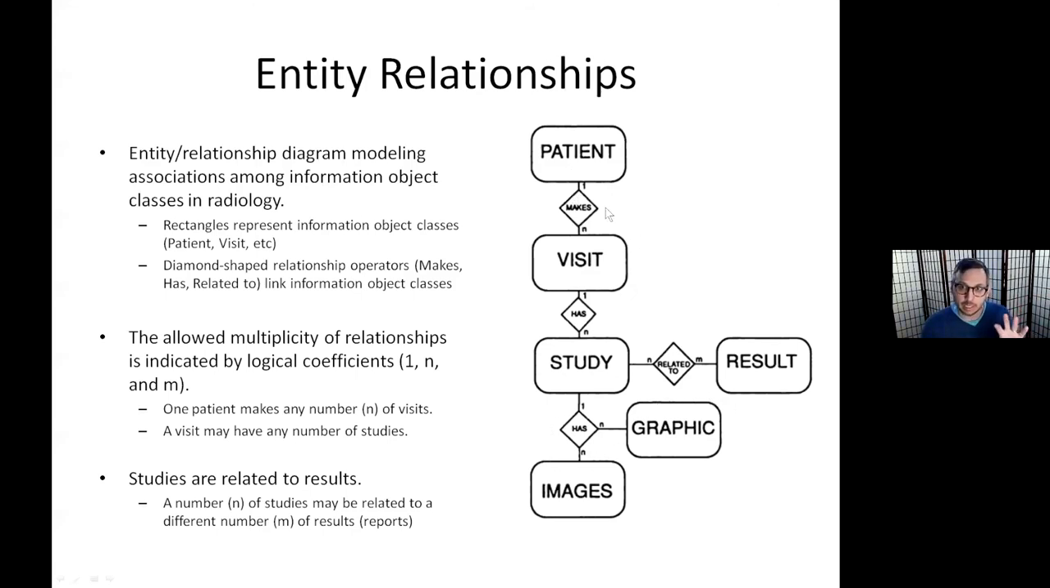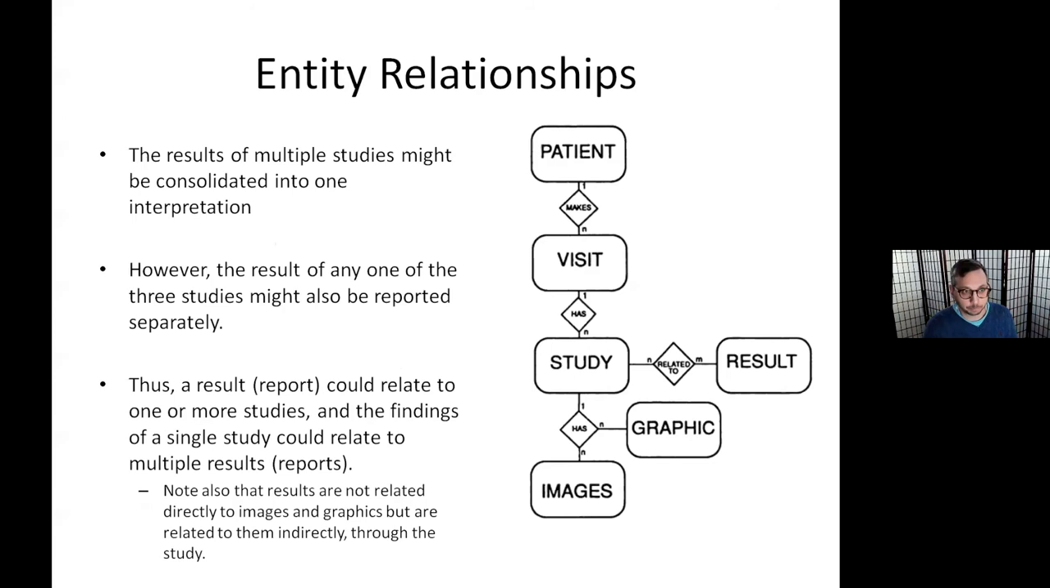This data that we keep, you can retrieve later to learn from. So the results of multiple studies might be consolidated from one interpretation. This is why the study is separate from the images, because these results could be related to several different studies. Maybe it takes three different studies for the physician to understand what the diagnosis is. And then that diagnosis is in the result. So these relationships, while strictly defined, have different ways of expressing themselves.